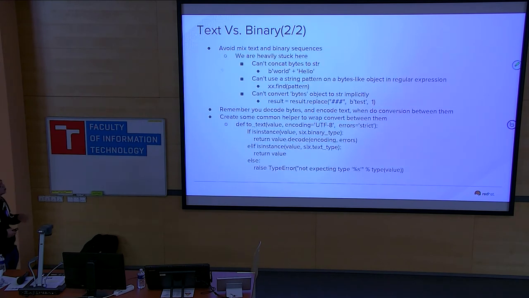So I just mentioned that, and we have some lessons learned. Try not to mix text and binary in your string sequence. Python 3 is strict here. For example, we might allow this kind of thing before, but now there are two different types. This is a text string, this is a byte string, and you cannot combine them together. Also, here the pattern is a string and this is bytes, so you cannot use this. Also, this is bytes, but this is a text string.